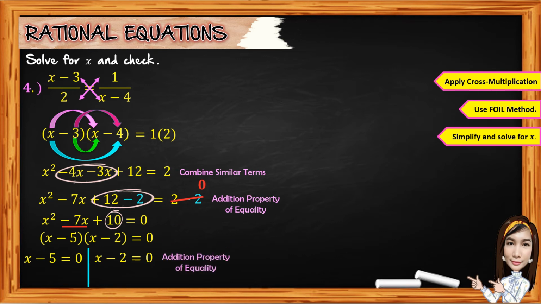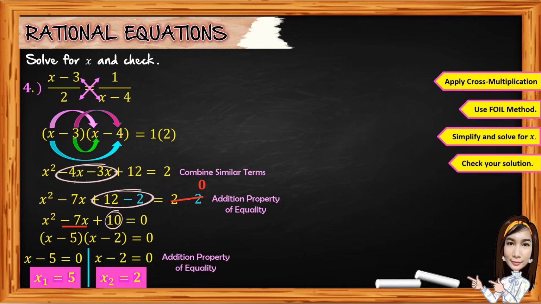So using the addition property of equality in the given x minus 5 is equal to 0, we are going to add to both sides the additive inverse of negative 5, which is positive 5. Then on the given x minus 2 is equal to 0, we're going to add to both sides the additive inverse of negative 2, which is positive 2. So here we have two values of x. The first value is 5 and the second value is 2.